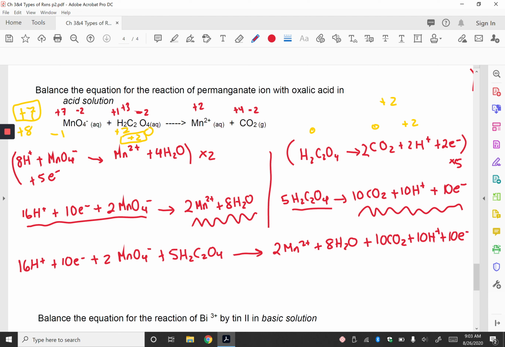We want to cancel anything that we see is the same on both sides. If you did this right, your electrons should always cancel, because the same number of electrons lost equals the same number of electrons gained. So I should be able to cancel my 10 electrons.